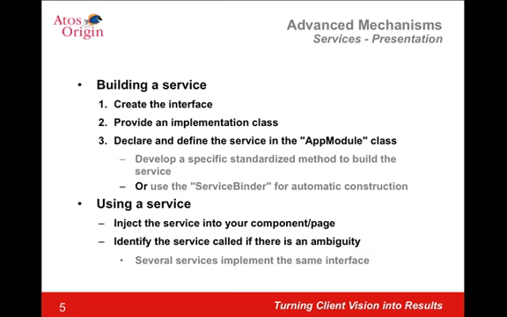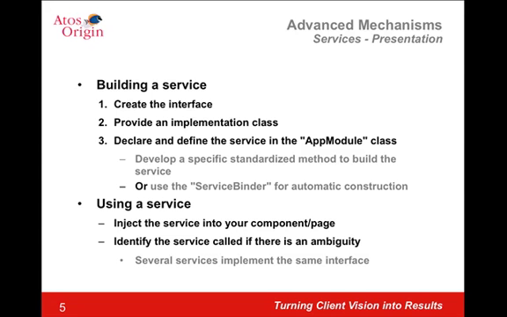To build a service, we will create an interface and provide an implementation. Finally, we will declare it in your IOC module class. There are two ways to declare your service in your IOC module: by using a naming convention or by using the service binder, a service provided by Tapestry. Then we will use our service in our pages by injecting it through the @Inject annotation. We can also identify a service if there is an ambiguity, for example, if there are several implementations for the same service.